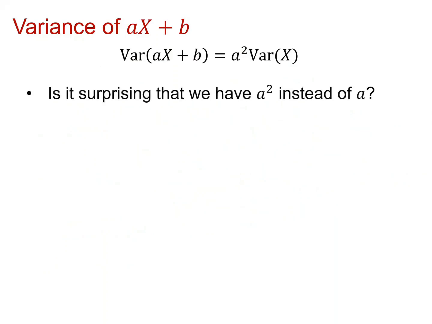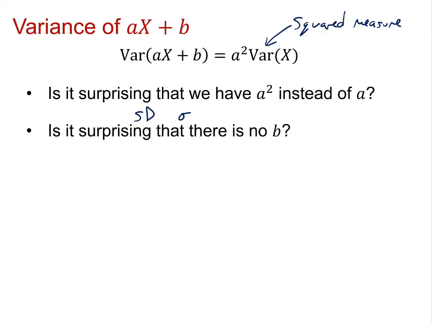Now, is it surprising that we have a squared instead of a? Well, no, not really. If we think about it, variance is always a squared measure, isn't it? So we would expect the scaling factor to be squared also. Note that the standard deviation sigma is not going to be a squared measure. It is going to be scaled in a linear way.